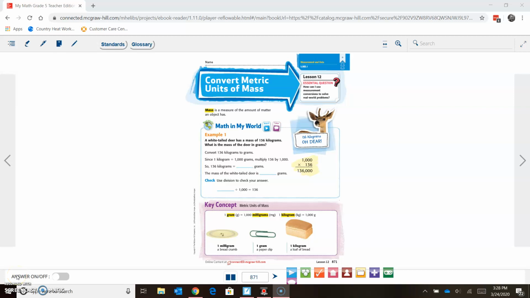Good morning. Happy Wednesday. All right, today we are converting metric units of mass. And our essential question is, how can I use measurement conversions to solve real-world problems?